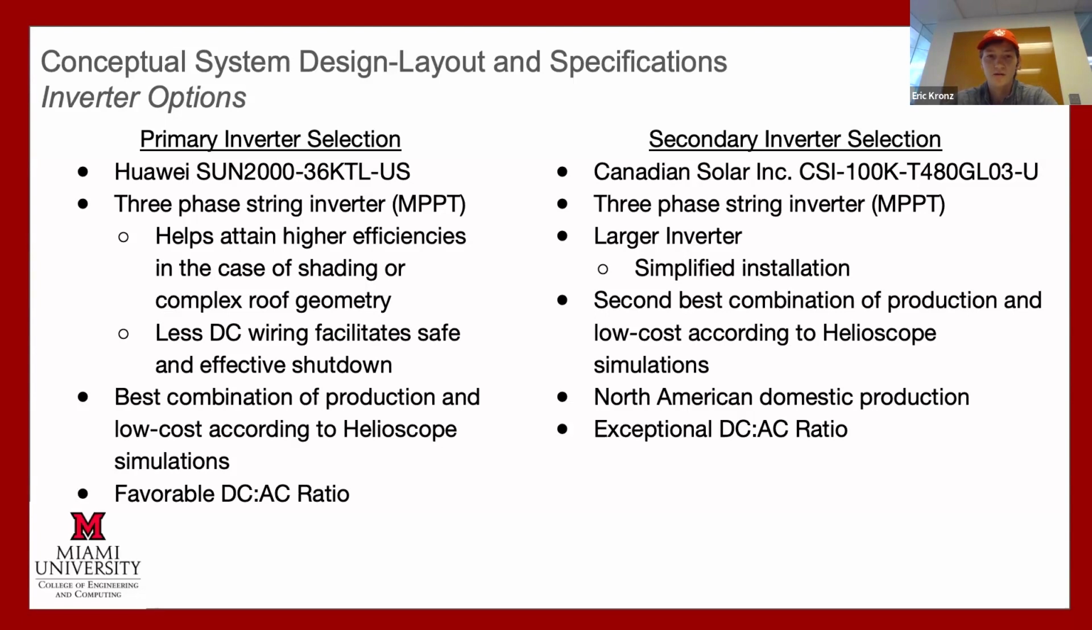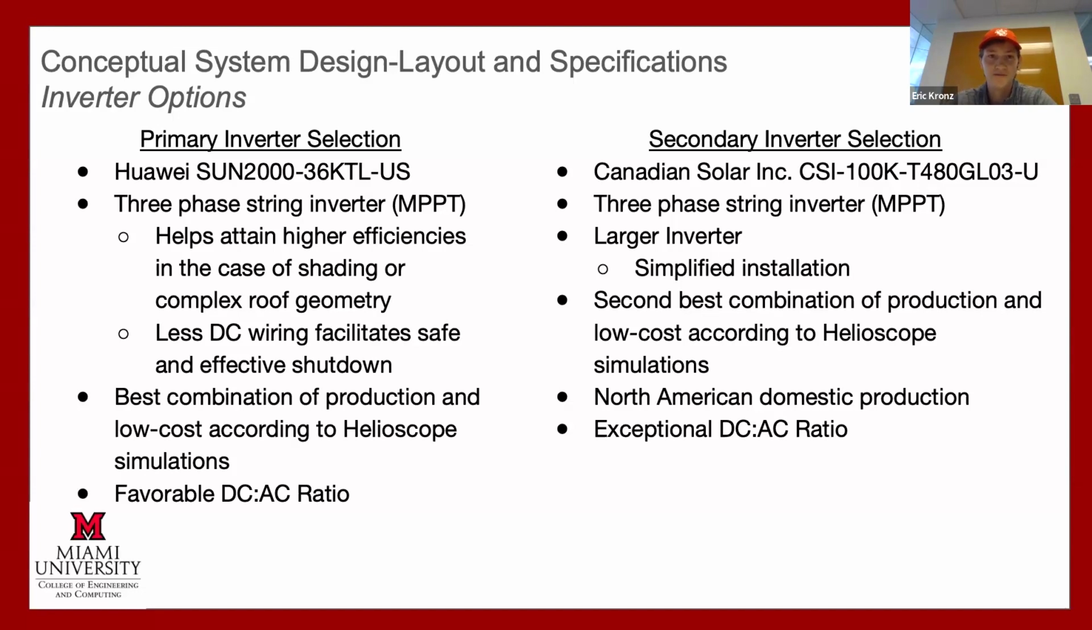And it also had a really favorable DC to AC ratio of around 1.2. And then in the case of changes in the political landscape that would disallow Huawei, or if CSUN is looking for a North American producer, our secondary option is from Canadian Solar. It's a larger inverter compared to the Huawei, which can simplify the installation. And of our inverters tested, it had the second best combination of production and cost. And it had an even more exceptional DC to AC ratio of getting close to 1.1.